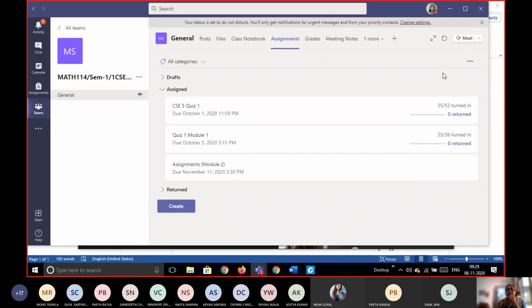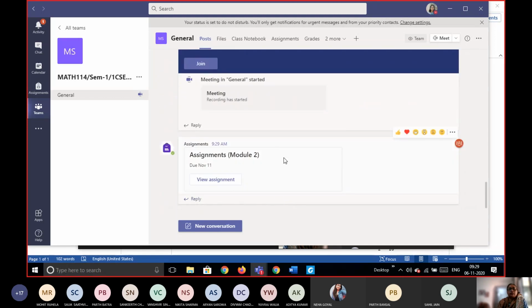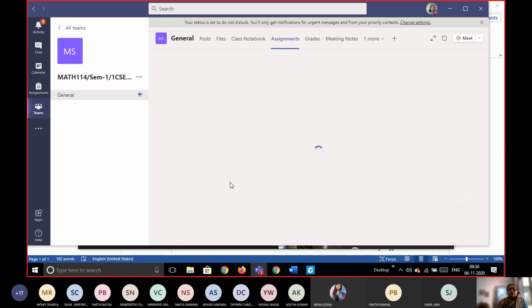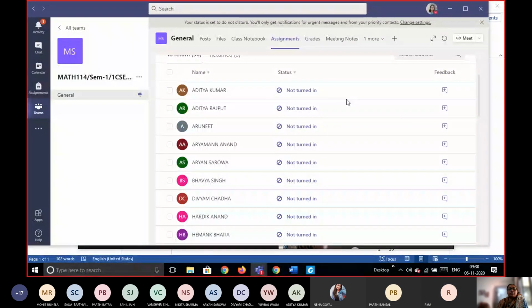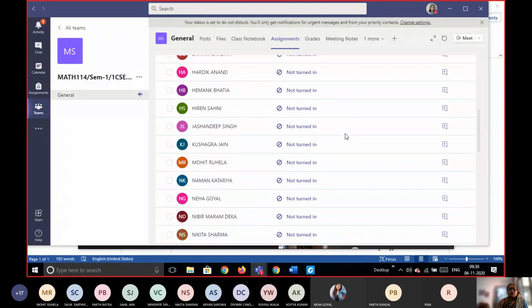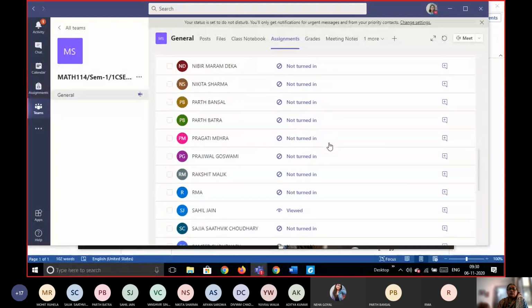Please check. Is it showing on your post, general post? Now it is showing like this. You can view your assignment from here. Yes, ma'am, it's showing. Okay. And once you submit the assignment, always mark turn in. Are you seeing? Not turned in. Like Sahil has viewed, so it is showing me viewed. Is that okay?